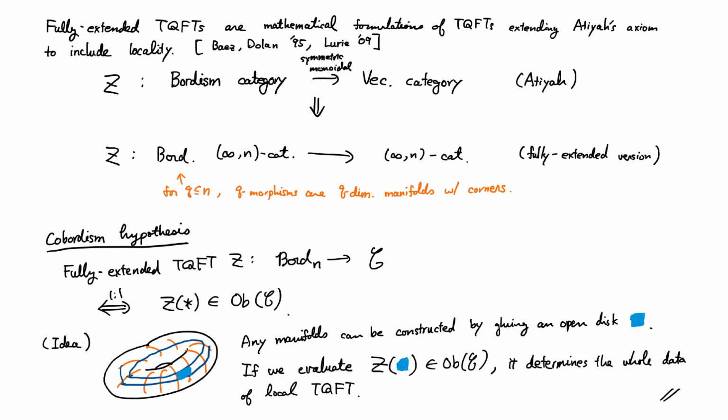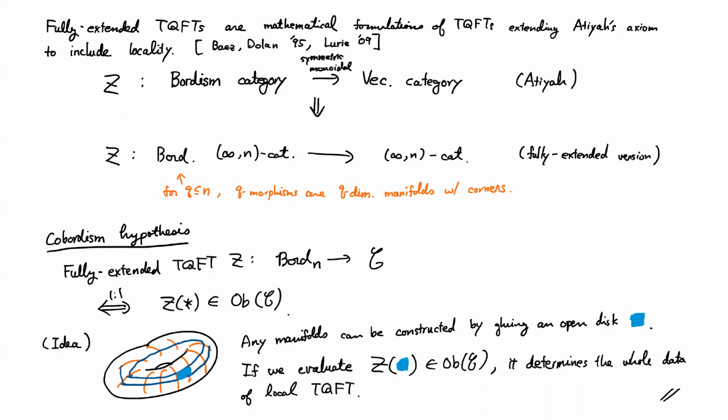Especially, considering the fully extended version allows us to formulate the cobordism hypothesis proposed by Baez-Dolan and proved by Jacob Lurie in a suitable version of the bordism category, saying that a fully extended TQFT itself has a one-to-one correspondence to a fully dualizable object of the target category. And the idea is that any manifold can be constructed. For example, even if you consider a non-trivial manifold, you can cut it into small pieces. Then eventually any manifold can be constructed by gluing these very small objects in the vicinity of a point.